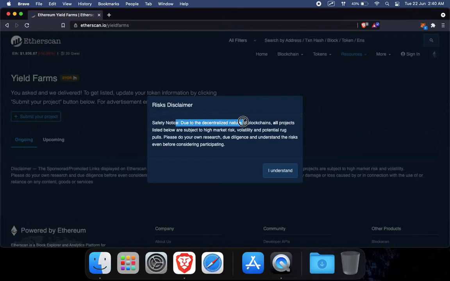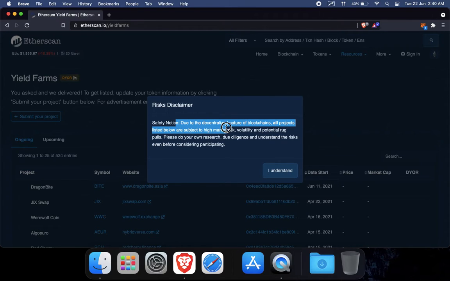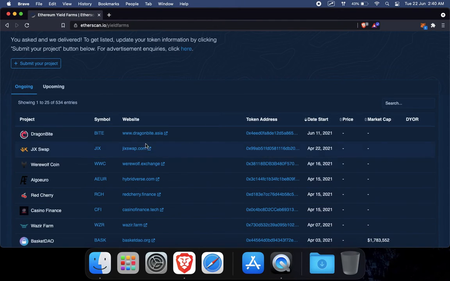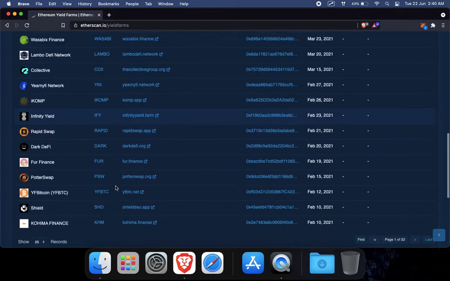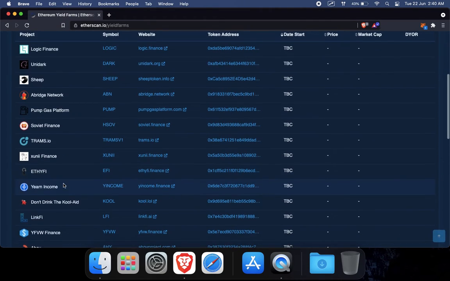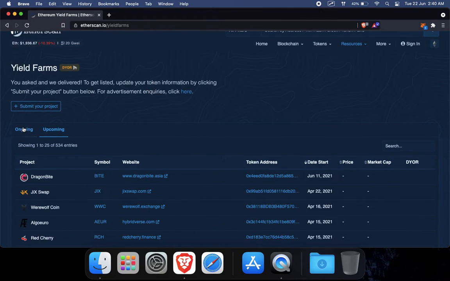Okay, due to the decentralized nature of blockchains, all projects listed below are subject to high market risk, volatility, and potential rug pulls, right? So that happens a lot. I've been through it before. These are all the yield farms that are listed here. Not sure if they have a trust score. Do they have a trust score? I don't think they do. You can submit your project if you have an upcoming yield farm, right? These are going to be launched soon.